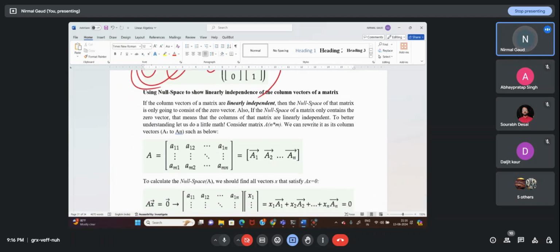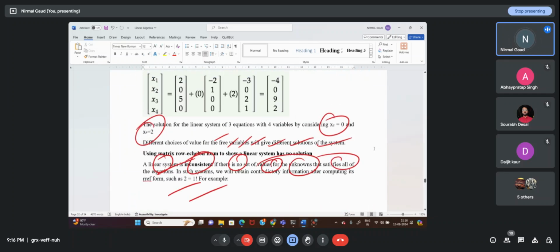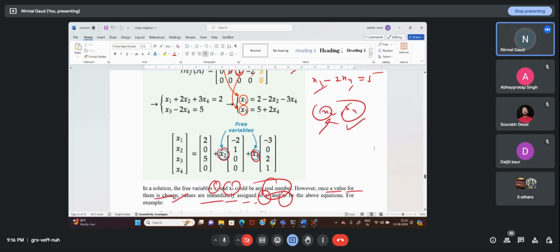So the null space, with linear independence, had many solutions of the column vectors. If the column vectors are independent, the null space of that matrix is going to consist of only the zero vector. The null space of a matrix containing only the zero vector means that the columns of that matrix are linearly independent. So what you have seen above, one case was there, independence.